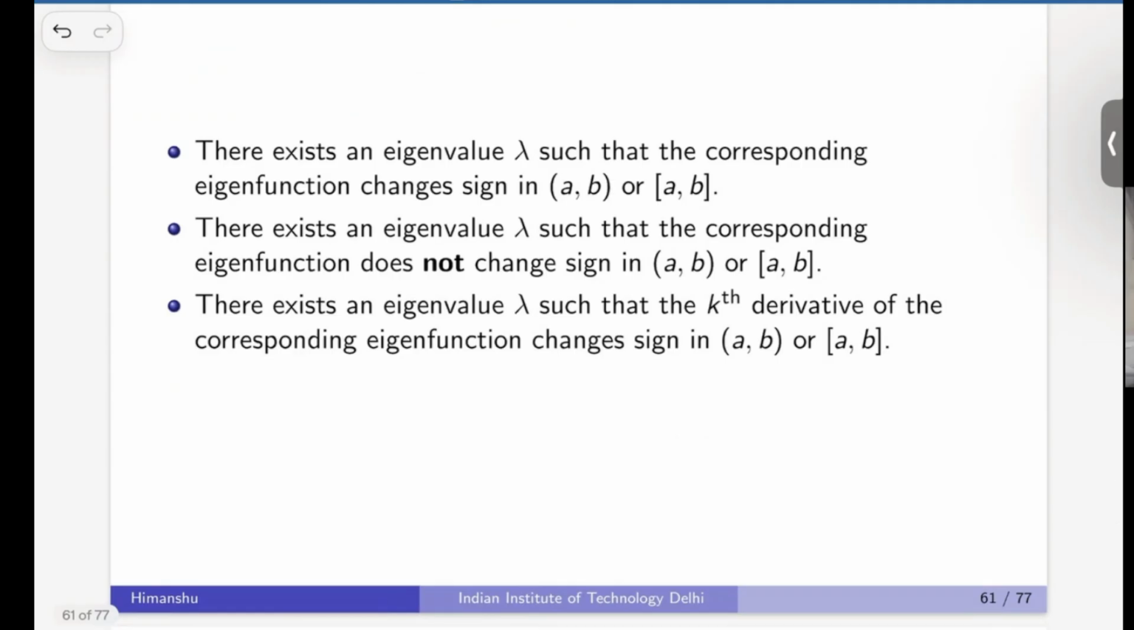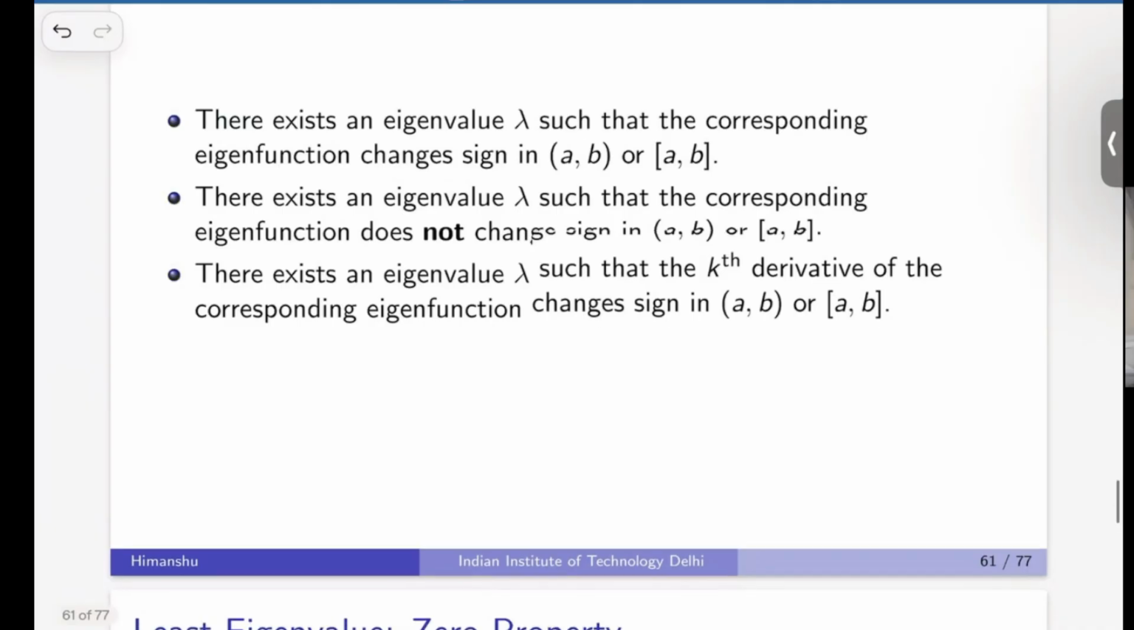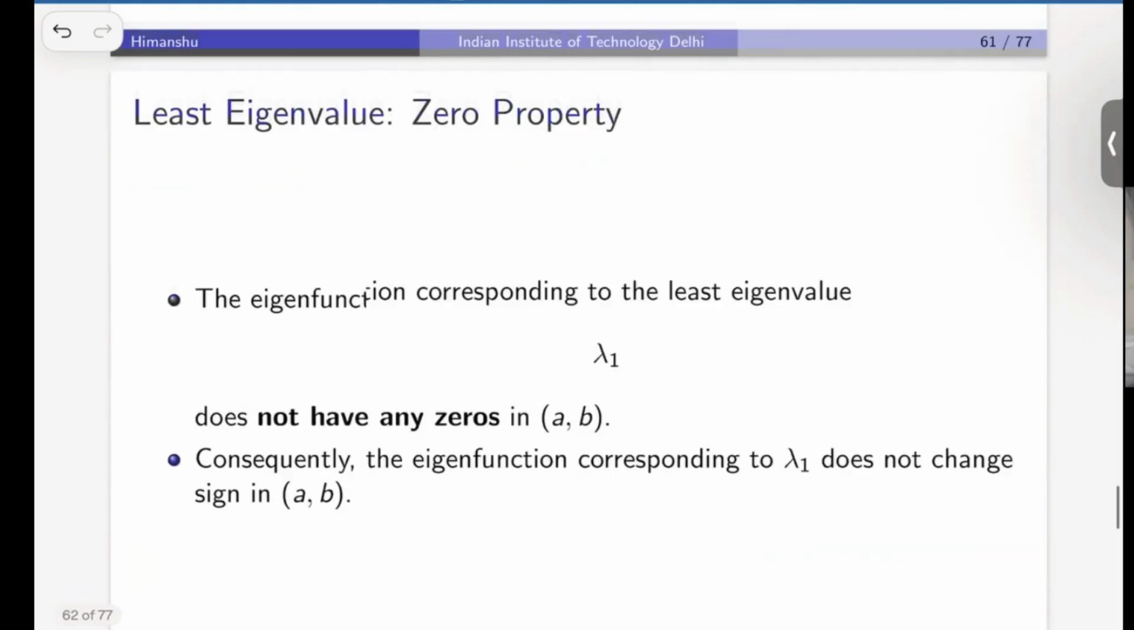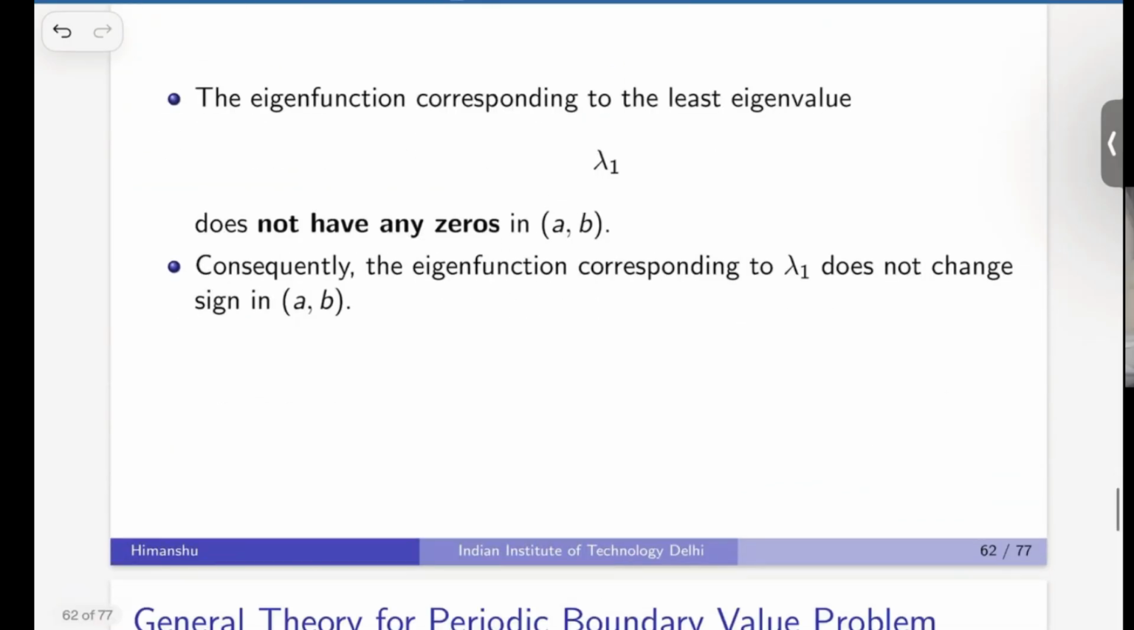Similarly, there exists an eigenvalue lambda such that the kth derivative of the eigenfunction also changes sign. So we can take the eigenfunction corresponding to an eigenvalue greater than k. I hope this is clear. A few questions have come directly based on these properties. So this is what I have said about the eigenvalues and the zeros of the eigenfunctions.